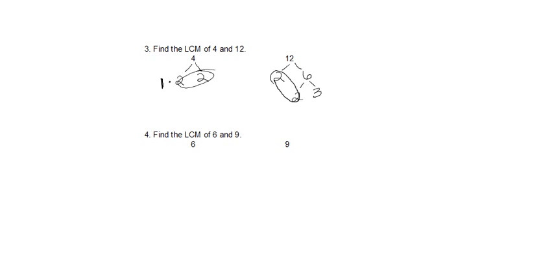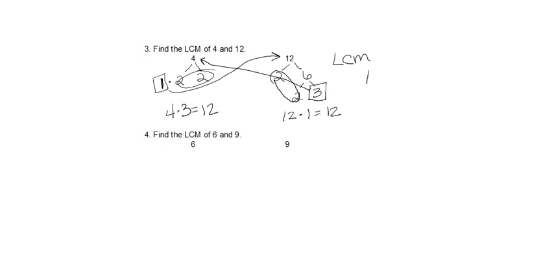So we look at what we don't use. We did not use the 3, so we'll box that. We did not use the 1, so we'll box that. So we take the 3 to the 4, and 4 times 3 is 12, and take the 1 to the 12, and 12 times 1 is of course 12. So our LCM is 12.